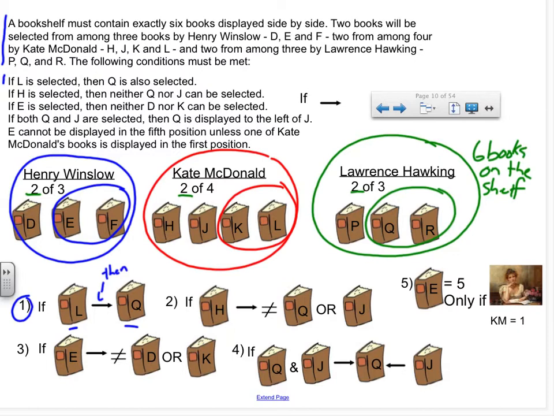Let's take a look at condition 2. If H is selected, then neither Q nor J can be selected. So condition 2 is represented right here. So if H, then can't equal, recall that this is the can't equal sign, then can't equal Q or J. That just means if H appears on the bookshelf, then Q or J can't appear on the bookshelf.